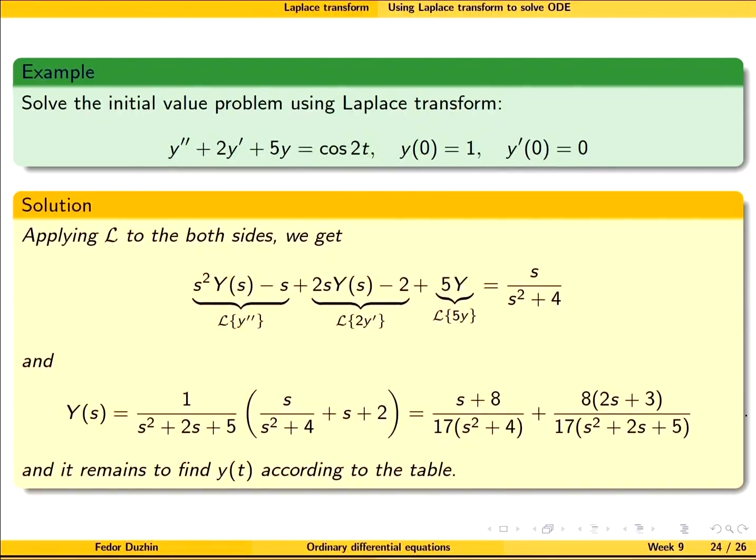So again, in order to solve an initial value problem using the Laplace transform, we apply the Laplace transform to both the left-hand side and the right-hand side of the differential equation. This gives us an algebraic equation on the Laplace transform of the answer. Then, after a lot of algebraic calculation, we apply the inverse Laplace transform, and this gives us the final answer.